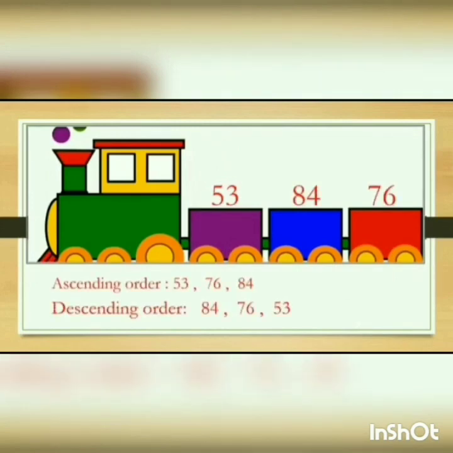See, here are some numbers on a train. Let's read the numbers: 53, 84, 76. Very good. So we have to arrange these numbers in ascending order: 53, 76, 84. And in descending order: 84, 76, 53.